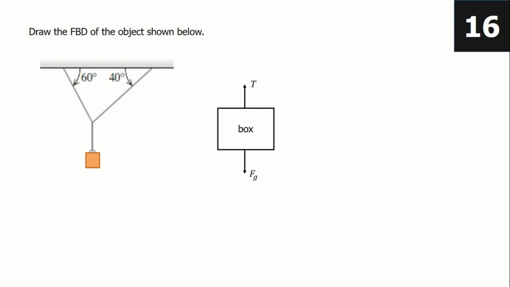But you can also account for the tensions T1 and T2. T1 has an angle from the ceiling equal to 60, while T2 has an angle from the ceiling equal to 40 degrees. So you can also account for that, T1 and T2.